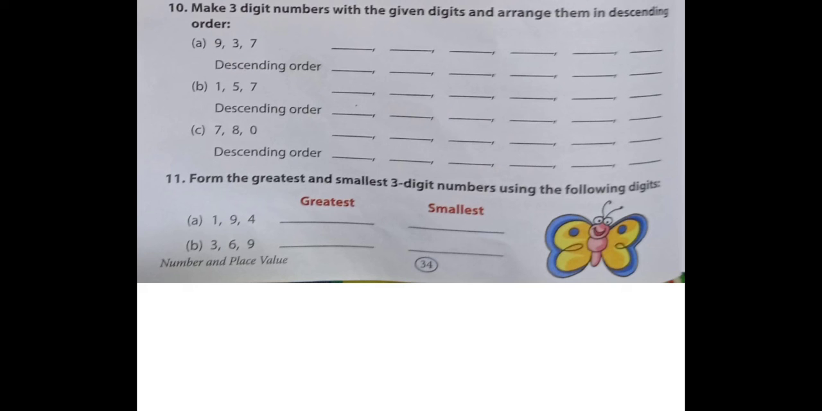Okay, now 11 number question is, A part is, see, form the greatest and the smallest 3-digit numbers using the following digits. Now 1, 9 and 4. 3 digits are given. You will make the greatest number out of these 3 given digits. So you can make 941. You will, for greatest number, you have to start with the greatest digit only, like 9, then 4, then 1. So 941, and the smallest will be 149, that is 149.